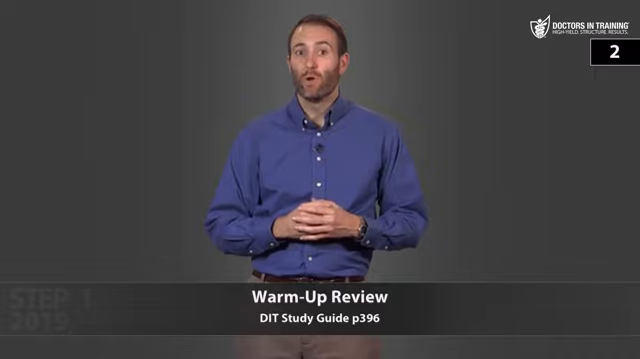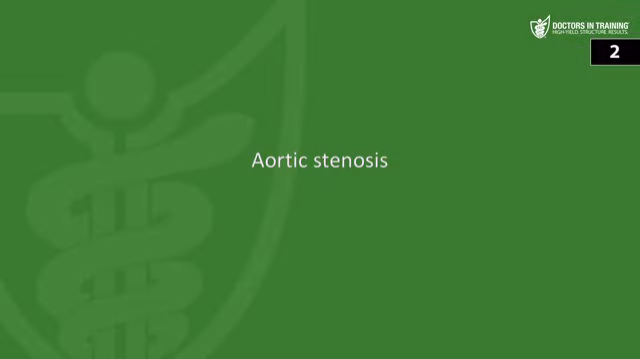Next question. Which heart murmur is associated with weak pulses? So this is aortic stenosis. Sometimes this is called pulsus parvus et tardus, which is Latin for weak and delayed pulses.